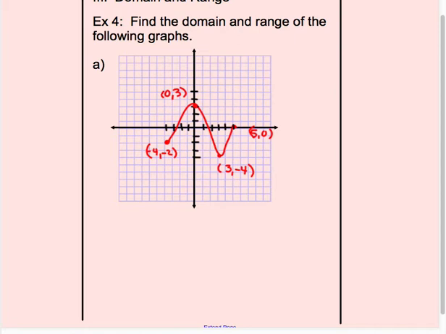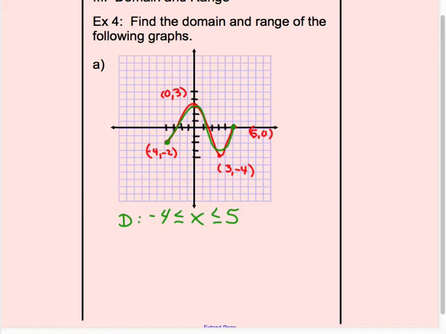So because there aren't any arrows on this graph, it is starting here at -4, so the domain would be -4 is less than or equal to x, because we do have a point there. And then the graph goes through all of these x values until here it stops at 5. And it is defined at 5, so we would have less than or equal to 5.